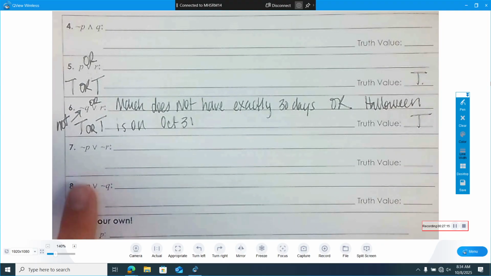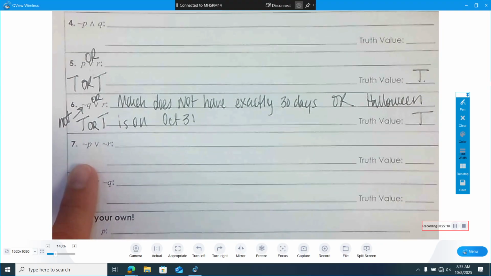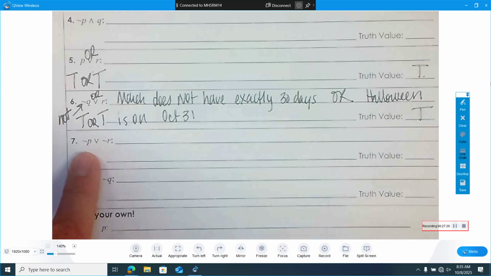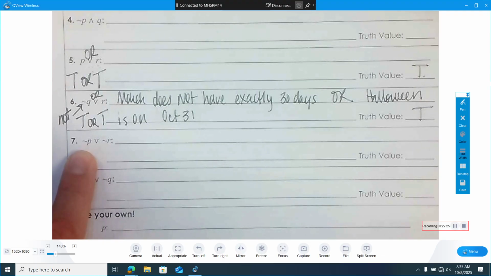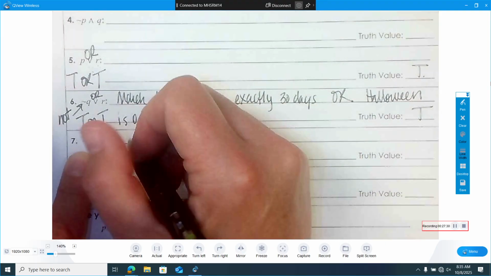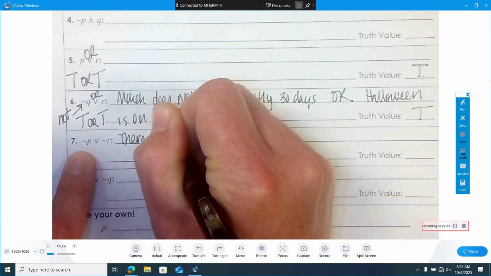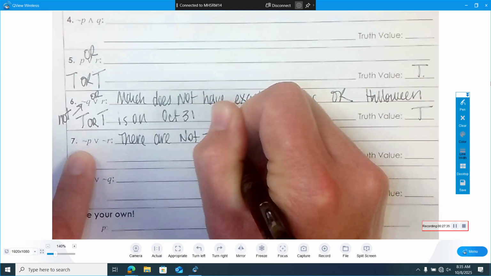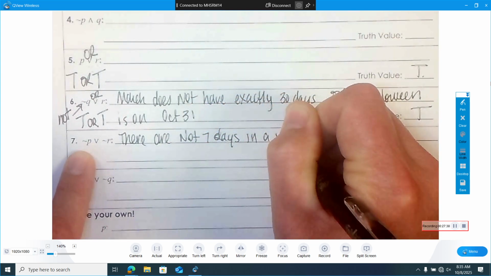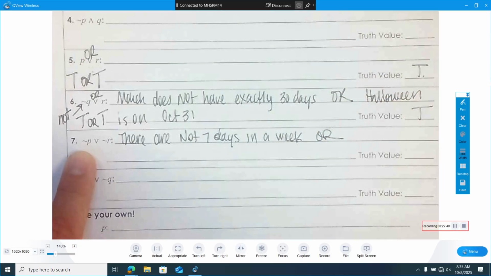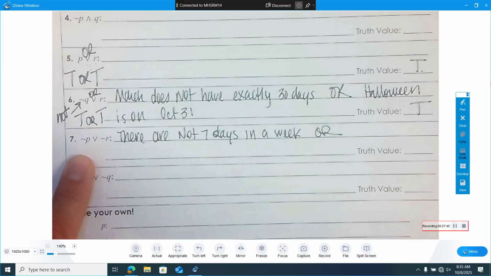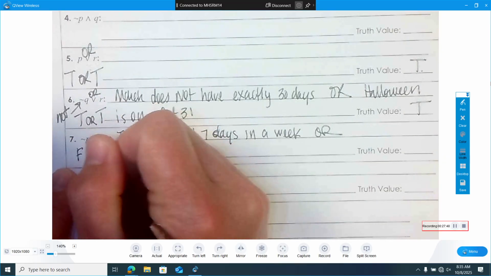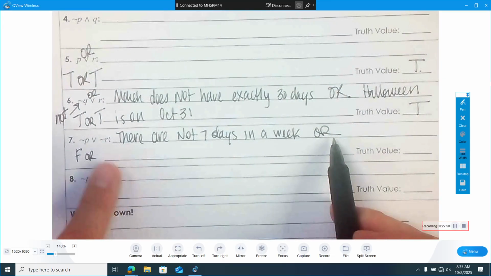Let's just do this last one, number 7. All right, this is not P or not R. How would we write not P out? What was our P statement? There are not 7 days in a week, all right? There are not 7 days in a week. Or, all right, so that is not P. There are not 7 days in a week, true or false? False statement, very good.